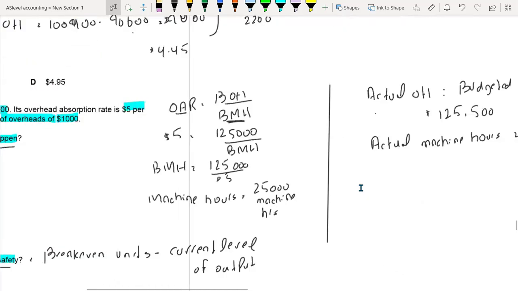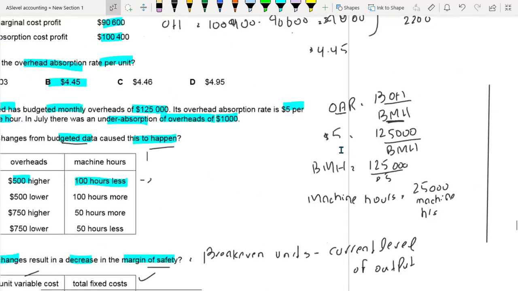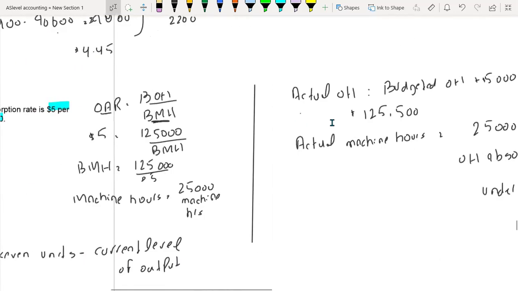So if you take the example, if you just use this option A, that our actual overheads increased by 500, and if actual machine hours decreased by 100 hours, will it be equal to $1,000? Will we be able to get the under absorption of overheads, which is equal to $1,000? So let's check it out.